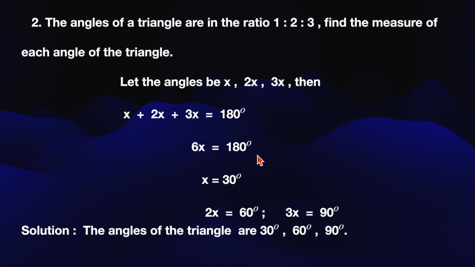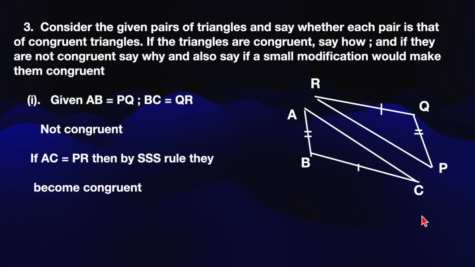This is 6x is equal to 180, x is equal to 180 upon 6, 30 degrees. Now substitute the value of x here. So the first angle is 30, the second angle is 60 and the third angle is 90 degrees.